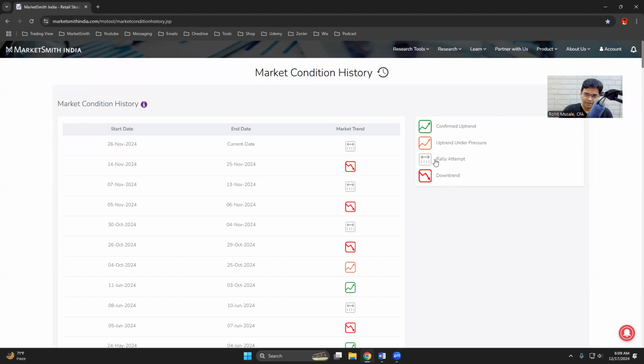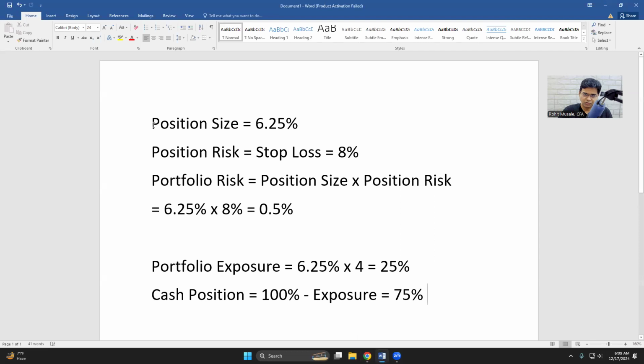Okay. Next is rally attempt. In a rally attempt, the market has not yet confirmed that it is going into an uptrend. So you have to be cautious. Here you could buy stocks that are comparatively, technically, and fundamentally strong. You are allowed to initiate new positions. However, your position size should be controlled. Okay. Do not take a very high position size like 15%, 20%.